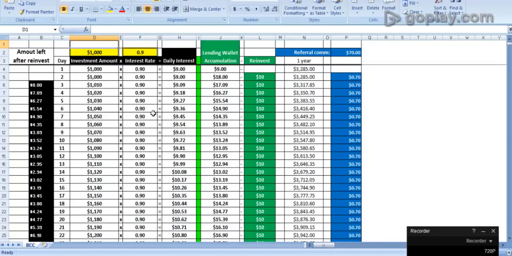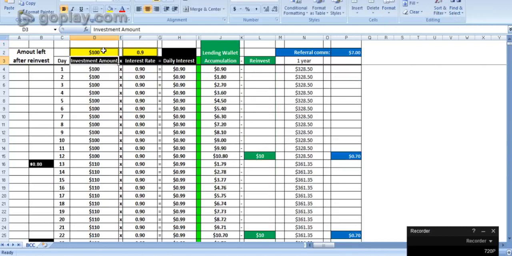But I was showing yesterday this spreadsheet, and I saw some other people using it, so I thought it was really interesting. So I went ahead and made one for myself. What it will basically show is, in this block you put in your initial loan amount. For BitConnect, as you may or may not know, the minimum amount you can loan is $100. That's why I have $100 in here.